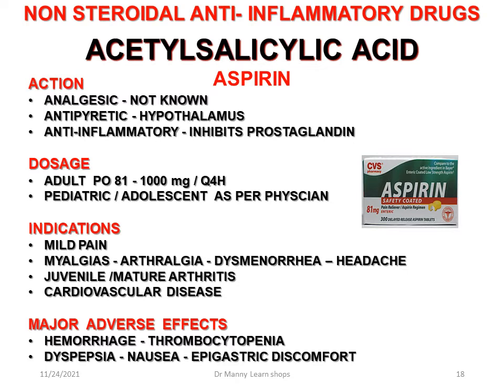The indications are for mild pain, myalgias, arthralgias, dysmenorrhea, headache, juvenile rheumatoid arthritis, and cardiovascular disease. Major adverse effects include hemorrhage, thrombocytopenia, dyspepsia, nausea, epigastric discomfort. It's an acidic medication. It can cause ulcers in your gastrointestinal system.